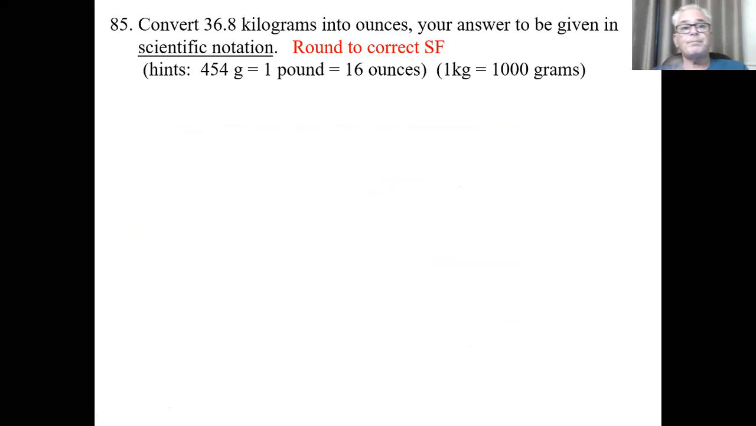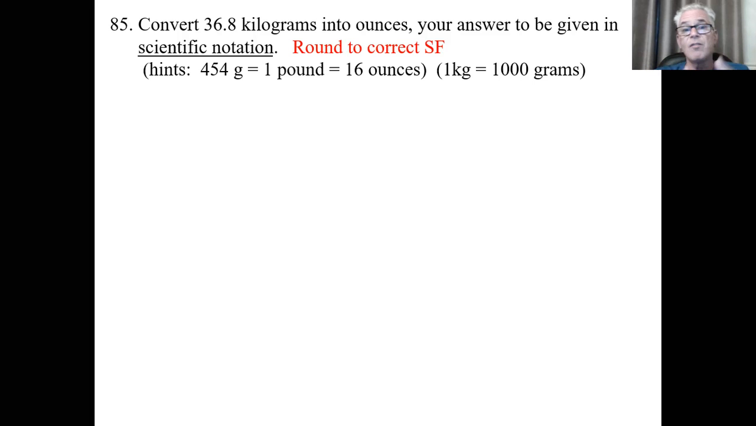All right. One of these random questions. We have to convert 36.8 kilograms into ounces. And then your answer has to be given in scientific notation. Then you have to round to the correct number of significant figures. So there's a lot going on in this, right? And you don't know a lot of these conversions probably.